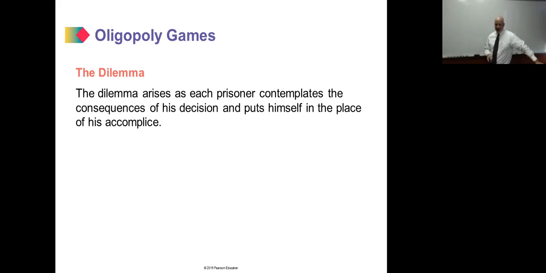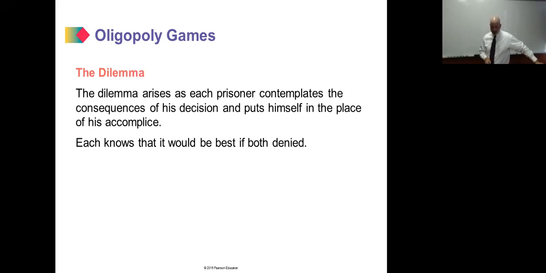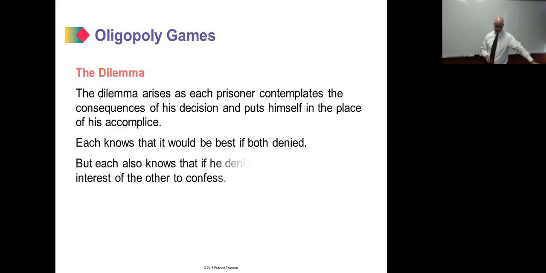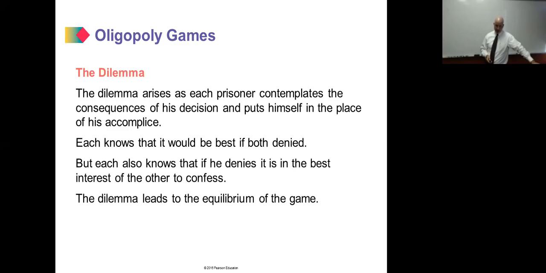All right, so the dilemma arises. Each player has to contemplate the consequences of his decision and how this puts him in the place of his accomplice. Each knows that it would be best if both denied. But remember, we've got them locked in a cell. We're not allowing them to speak to one another. Is it worth denying, risking that the other party will also deny? You're taking a chance. And that is what leads to the equilibrium of the game.